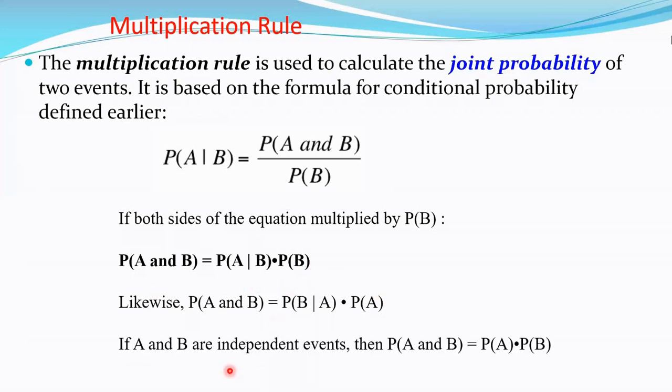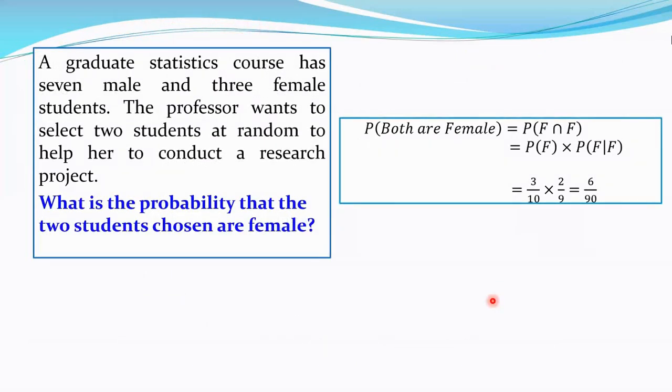If A and B are independent, then the probability of A given B is equal to P of A, and the probability of B given A is equal to P of B. So if A and B are independent, then the joint probability you can get by multiplying the probability of A and the probability of B, right? So this is one of the rules, the multiplication rule. Using the multiplication rule, here we have one example.